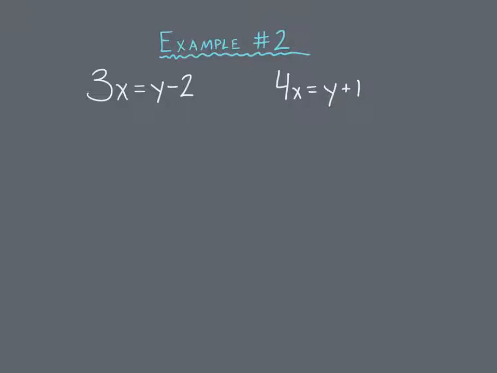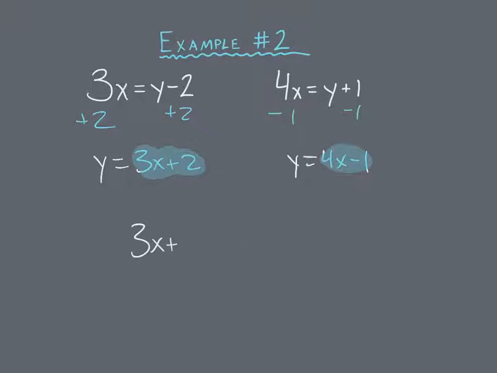So our first step is to set both equations equal to y. So I'm going to do that quickly. We are going to add 2. On this one, we are going to subtract 1. This will give us y is equal to 3x plus 2, and this will give us y is equal to 4x minus 1. Now we're going to set these two blue pieces equal to each other, piece 1 and piece 2.